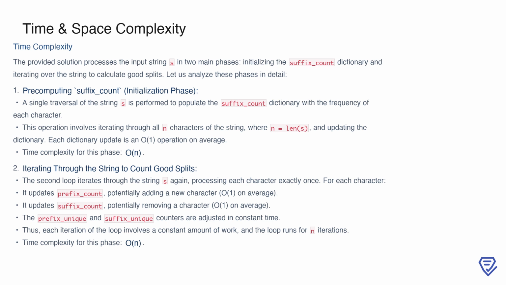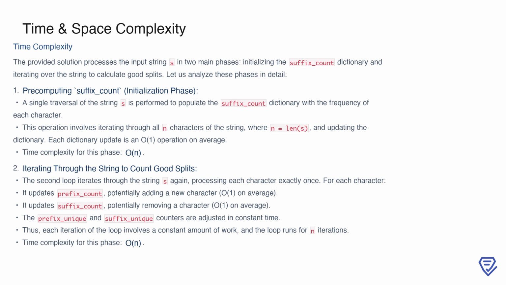To understand the time complexity of the solution, let's break it into two main phases. First, we have the initialization phase where we pre-compute the suffix_count dictionary. This involves traversing the entire string s, which has a length of n, and for each character, we update the dictionary to keep track of its frequency. Since updating a dictionary is an average O(1) operation, this phase has a time complexity of O(n).